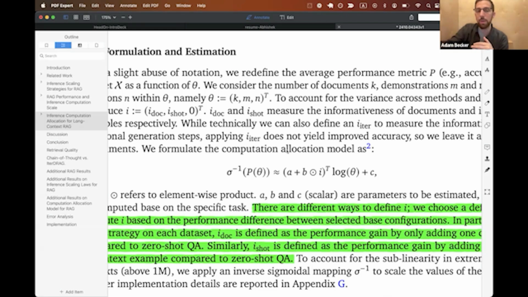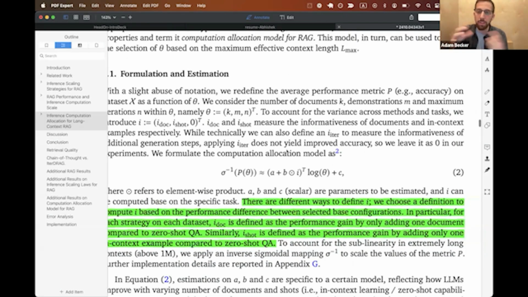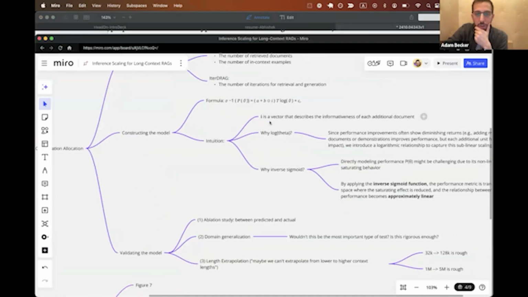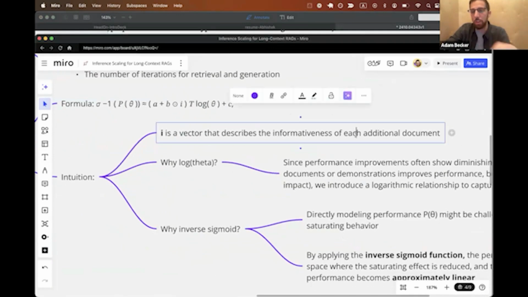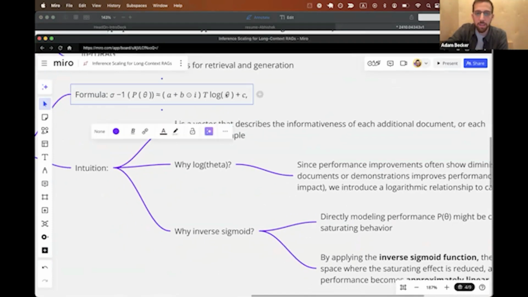So they're coming up with this other vector, i, that essentially measures the informativeness of both the documents and the in-context examples. That one is going to be very dataset specific. It's going to be very task specific, and we have to learn that for every single task. Essentially that allows us to model the variance between the different datasets and between the different tasks. So this is the equation here. Let me try to break it down into some intuition too. This is a vector that describes the informativeness of each additional document or each additional example. Y log theta here.